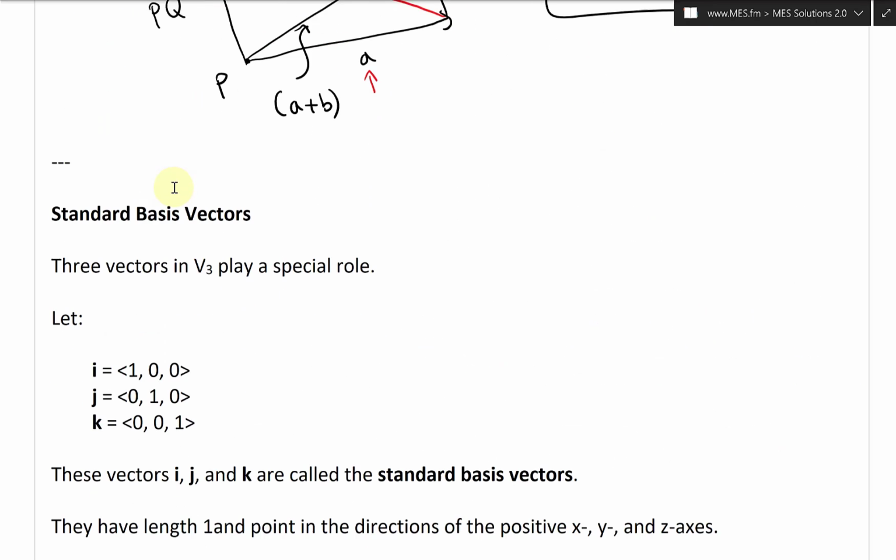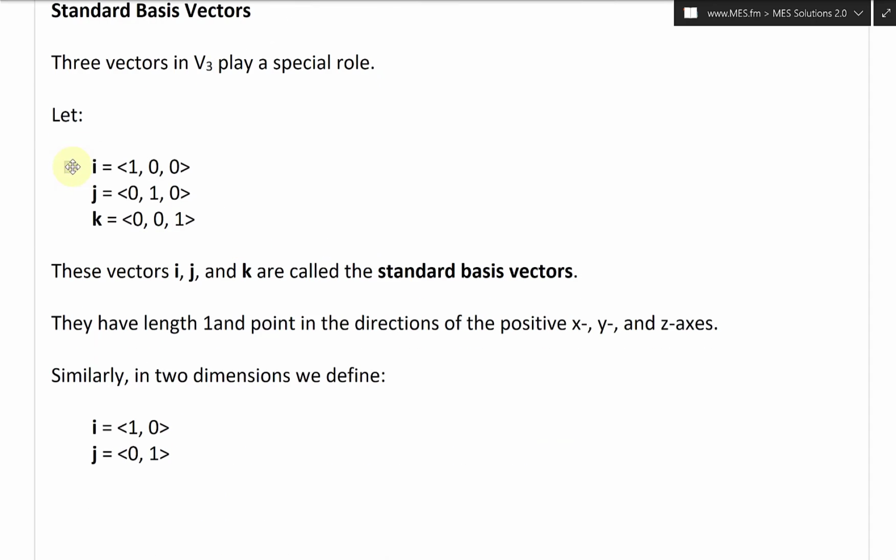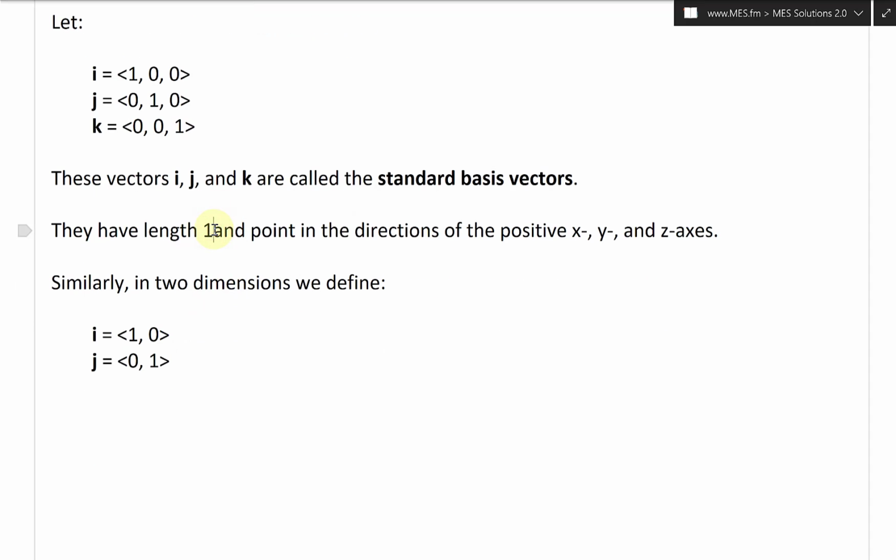All right, so let's just continue further and now look at standard basis vectors. So 3 vectors in the set of 3-dimensional vectors, V3, play a special role. Let the vector i equal and have components 1, 0, 0, and then j have components 0, 1, 0, and then k have components 0, 0, 1. And these vectors i, j, and k are called the standard basis vectors. So they have length 1, and point in the direction of the positive x, positive y, and positive z axes.